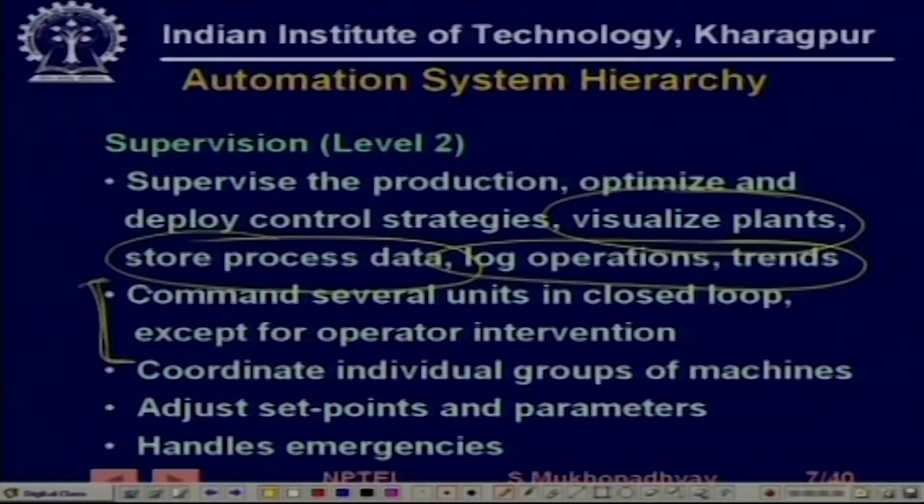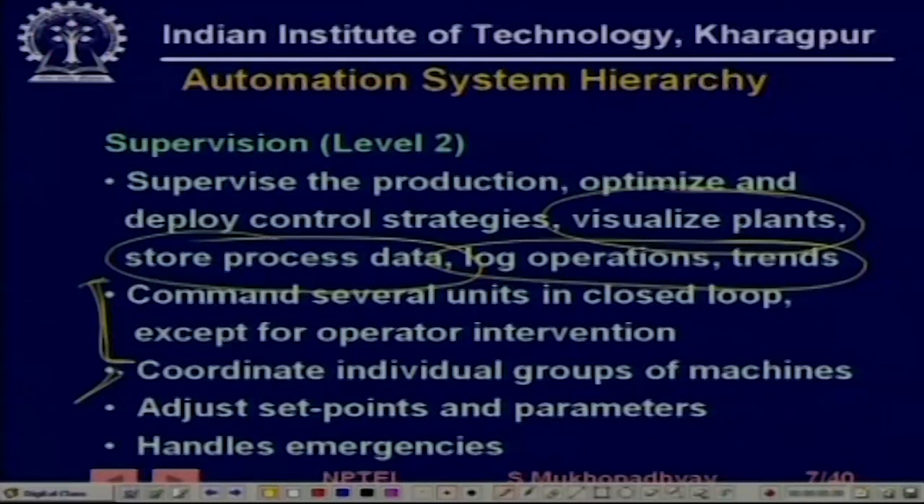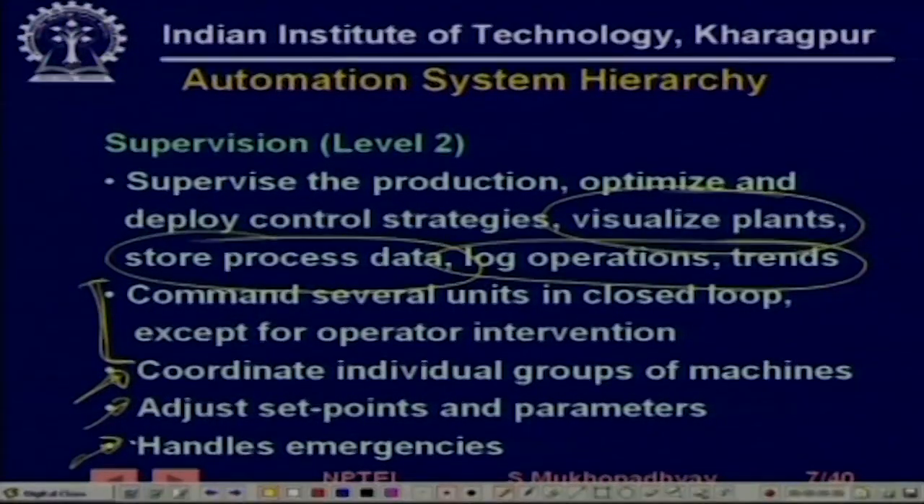They command several units in a very coordinated fashion such that best volume and quality of production can be reached. So they coordinate individual groups of machines and they give them appropriate set points so that you get products of a certain quality and of a certain volume. And they also handle plant emergencies, shutdowns, failures, accidents, etc. So they manage the production process.